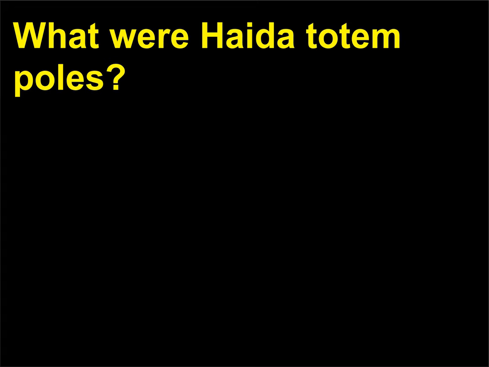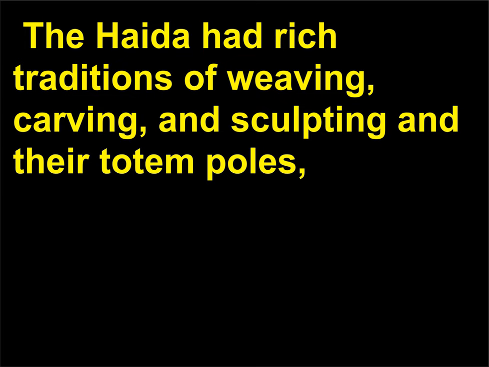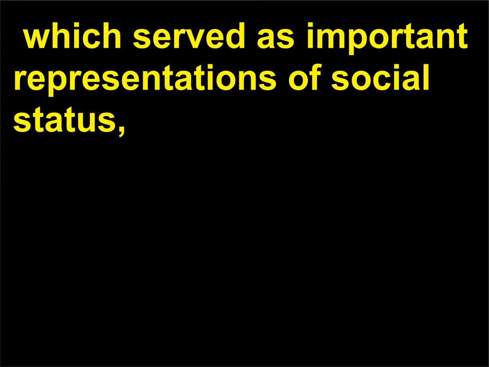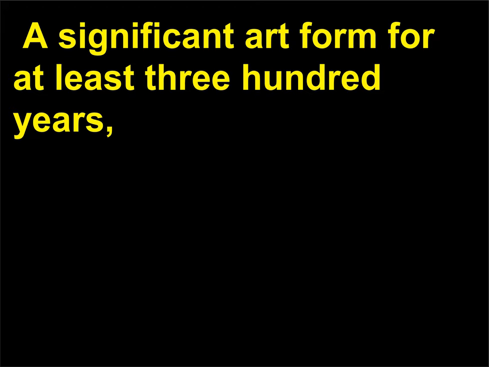What were Haida totem poles? The Haida people lived along the Pacific coast in an area that stretched from California to Alaska. The Haida had rich traditions of weaving, carving, and sculpting, and their totem poles, which served as important representations of social status, are examples of monumental sculptures usually carved from cedar trees, a significant art form for at least 300 years.